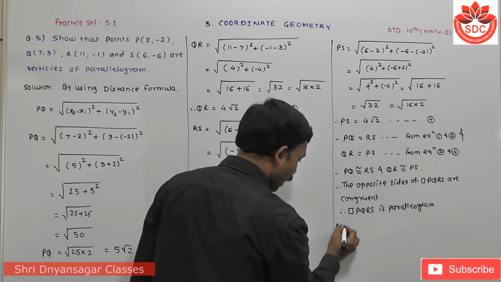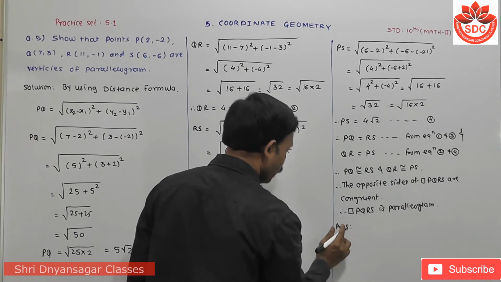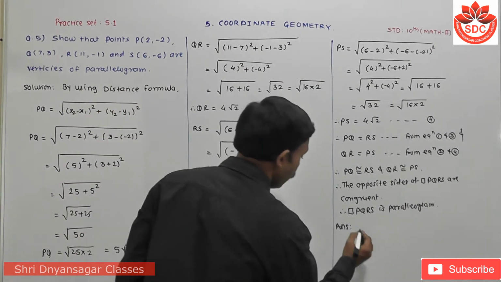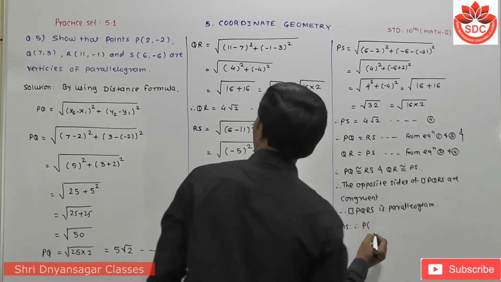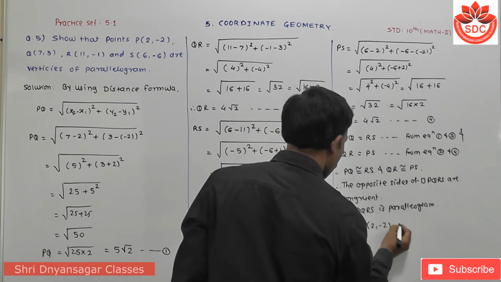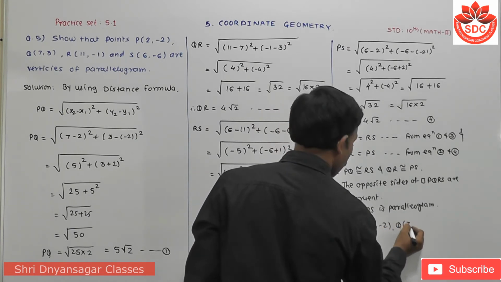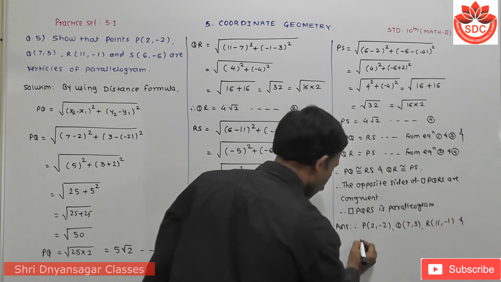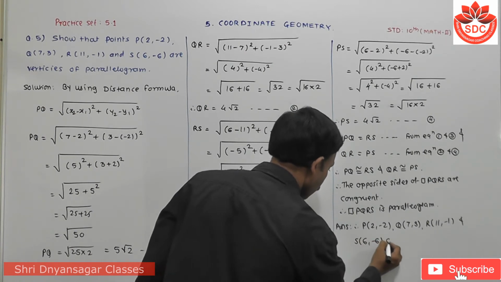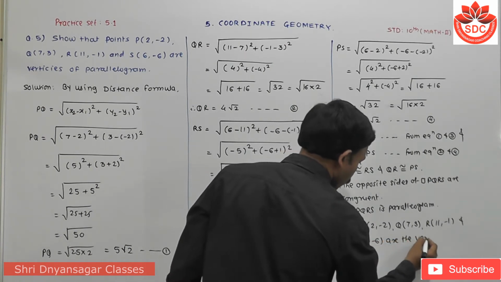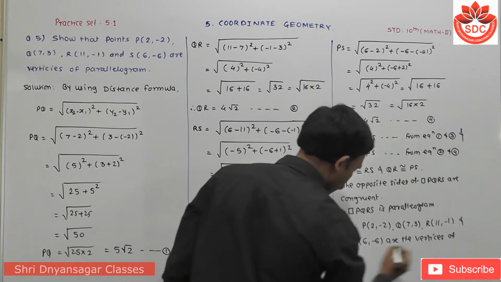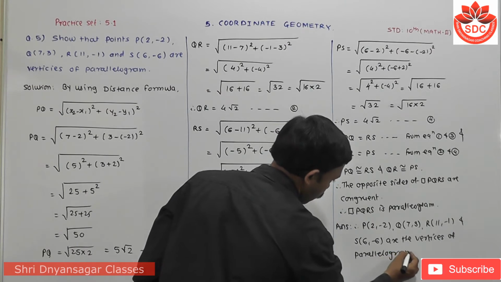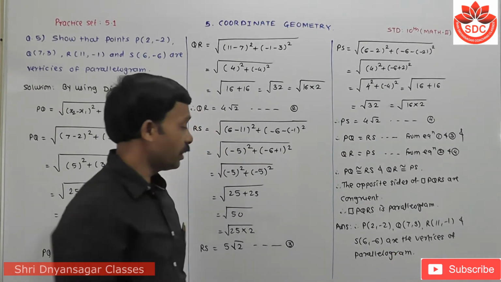Now, students, we write the answer in a full sentence. The answer is: show that these are the vertices of a parallelogram. So I write here, therefore, P(2, -2), Q(7, 3), R(11, -1) and S(6, -6) are the vertices of a parallelogram. Can you understand this? Okay, we take the next example.